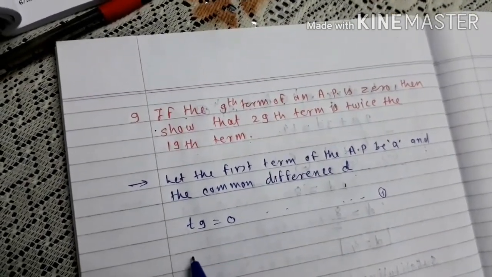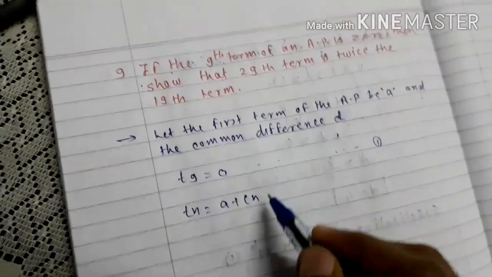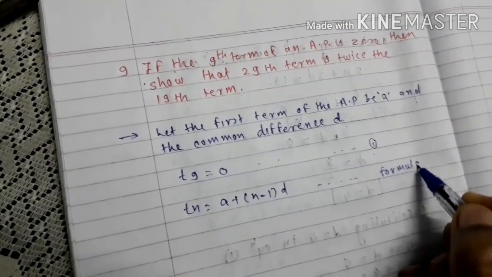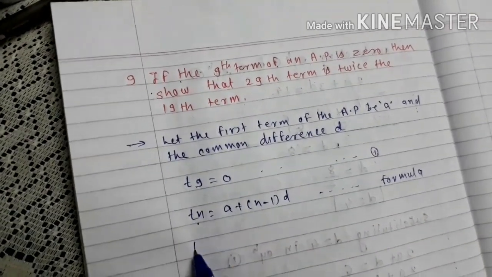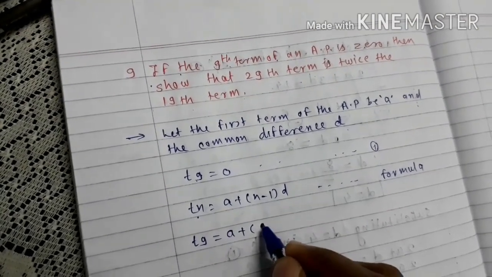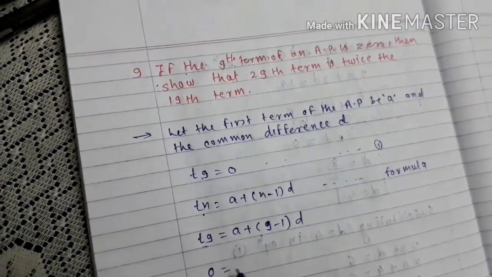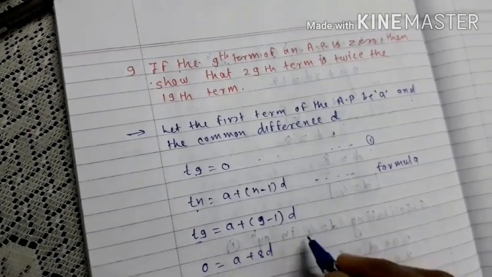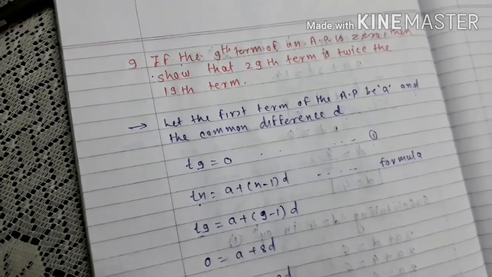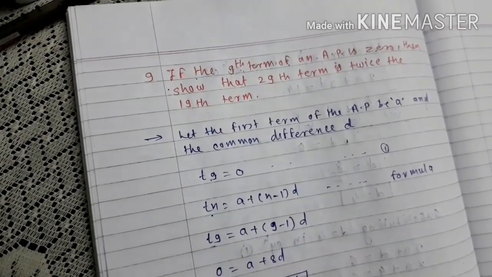So the formula is Tn is equal to a plus n minus 1 into d. For T9, n is equal to 9: a plus 9 minus 1 into d, but T9 is 0, so a plus 8d is equal to 0. Therefore a is equal to minus 8d.